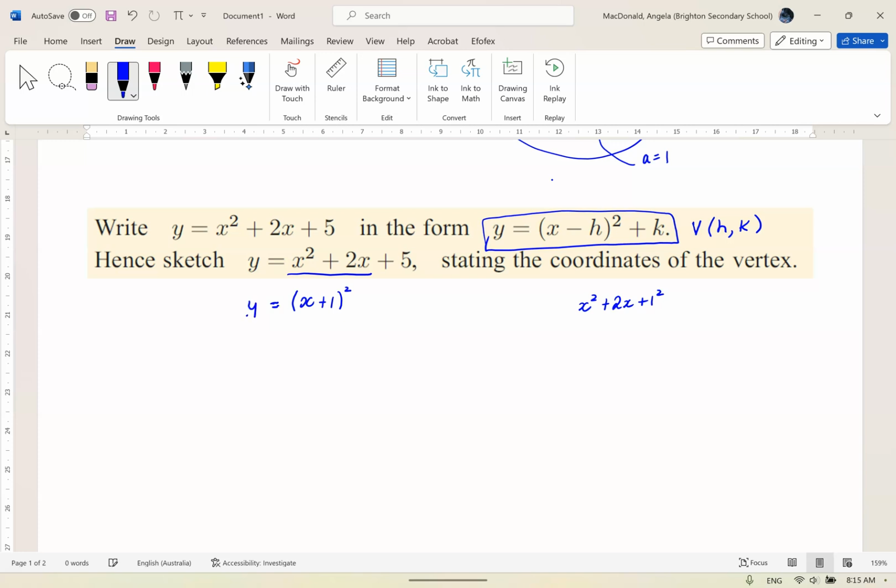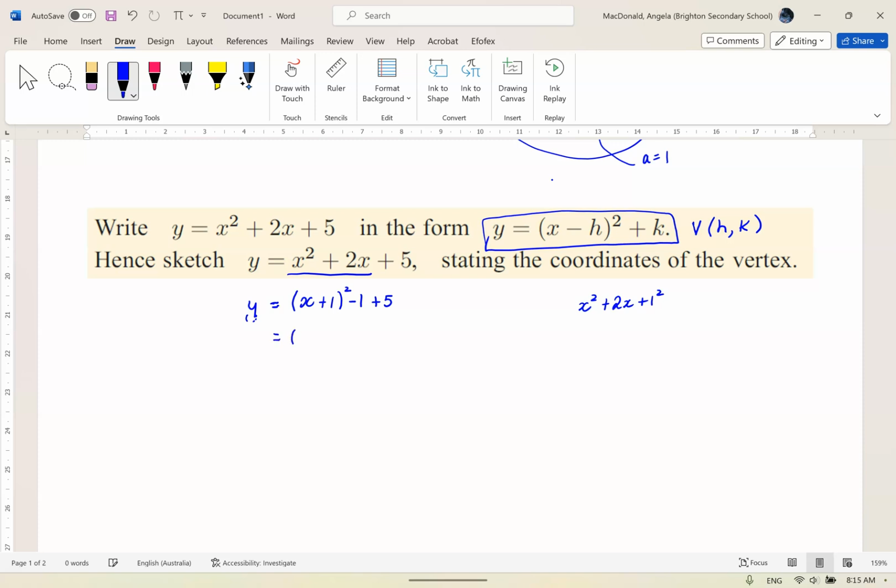Now, when we were doing the solving, what we did was we would add 1 to the other side. But because the other side is y, we don't want to do that. So to get rid of that plus 1 from the right-hand side, we are also now going to minus 1. And then we keep the plus 5.